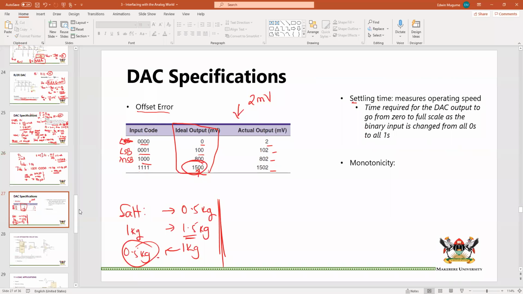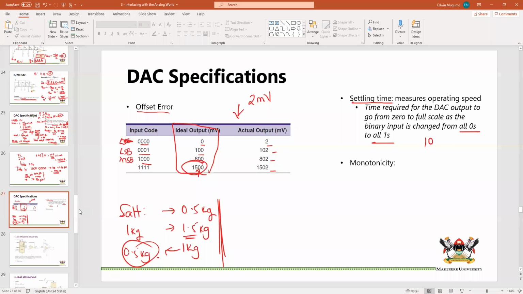The settling time is another important DAC specification that really looks at the performance, the speed of the digital to analog converter. It gives you an idea of the operating speed of the converter. How you get the settling time is that you start from a state where all the inputs are zeros, and you change them all at the same time to ones, and you see how quickly the output will settle down when everything has changed from all zeros to all ones.